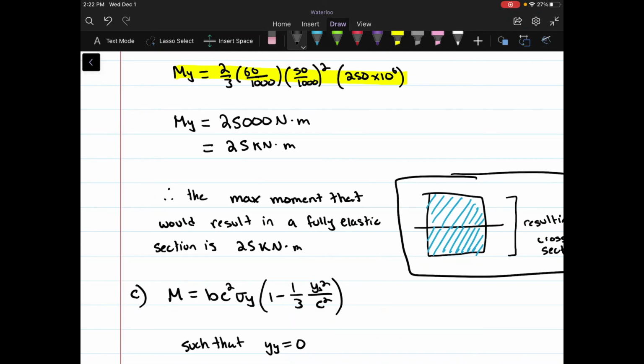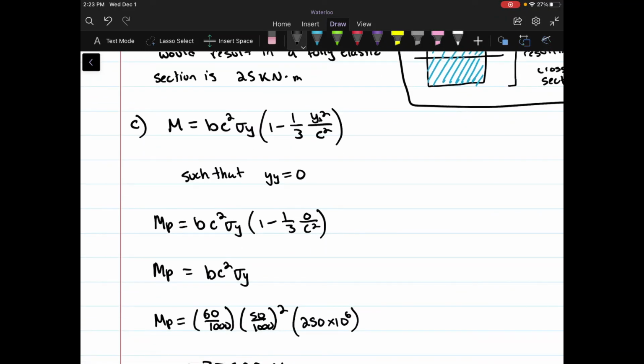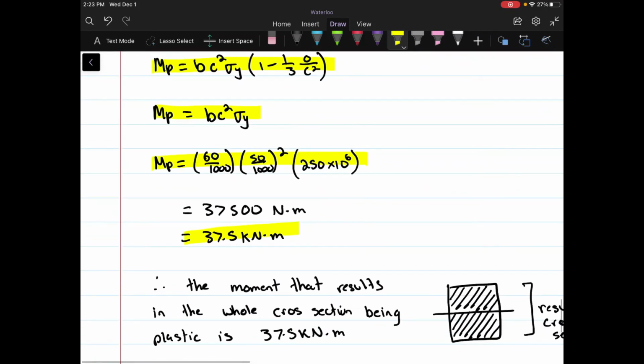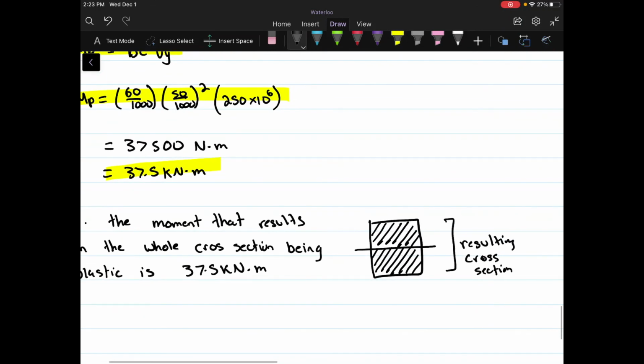Finally, we want to solve for the moment that will result in a fully plastic cross-section. Doing this would mean that the thickness of the elastic section would be 0. Plugging in 0 for the thickness of the elastic section will result in this expression, which simplifies to this expression. Subbing in our values, keeping in mind the units, will result in a moment of 37.5 kilonewton meters. This means if this moment is applied, the whole cross-section will be plastic. This will result in a cross-section that will look something like this.